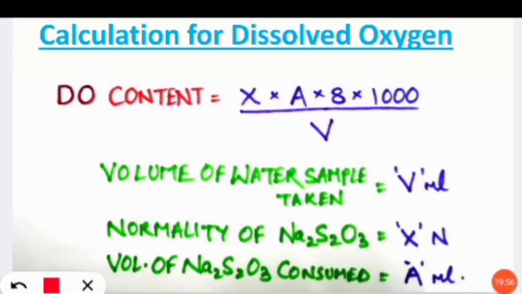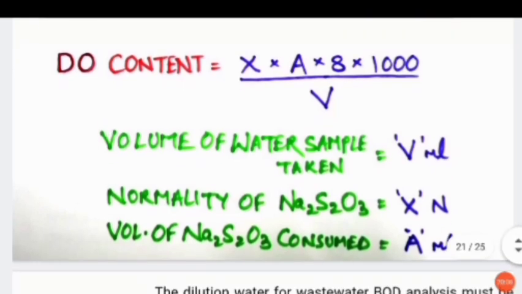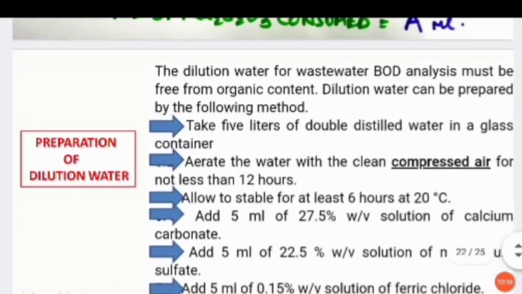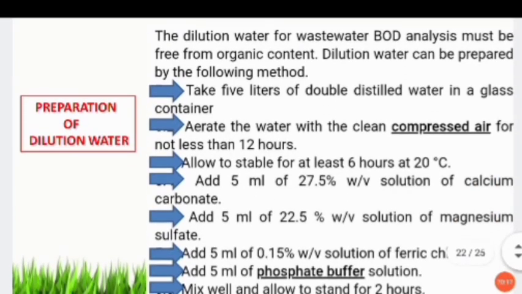Now coming to the finding of BOD. What is biochemical oxygen demand? How to calculate it? This is very simple. If you know the dissolved oxygen calculation as we have seen till now, we can solve it easily. But for that, one additional step is required, that is preparation of dilution water. What is the dilution water? We will see. This is the process to prepare dilution water for the BOD reaction.